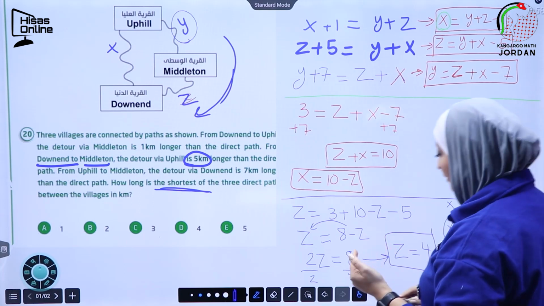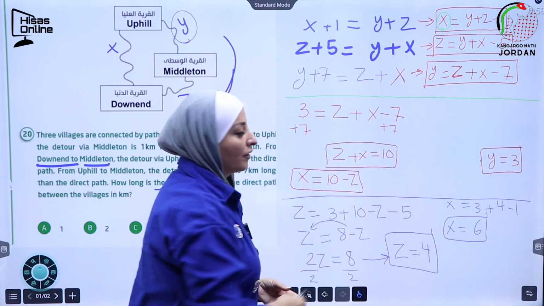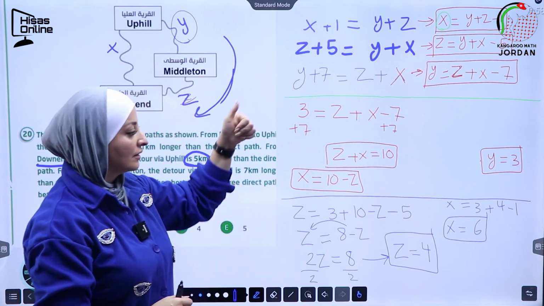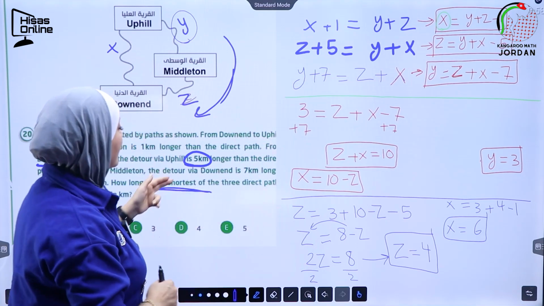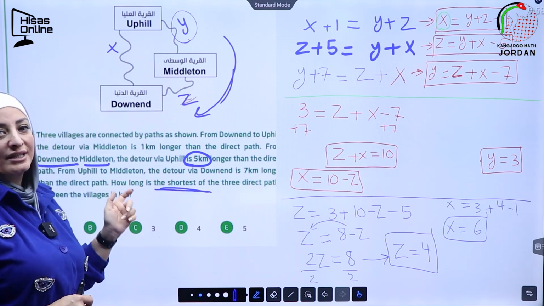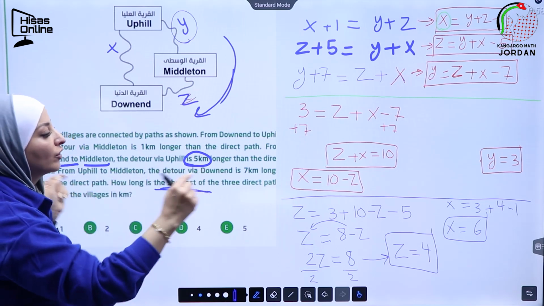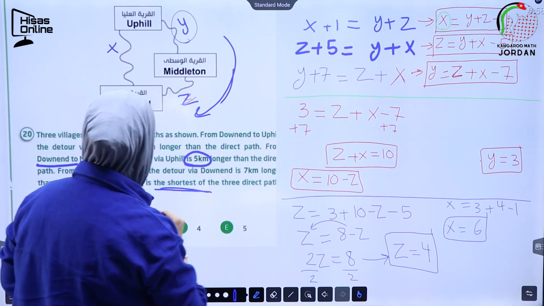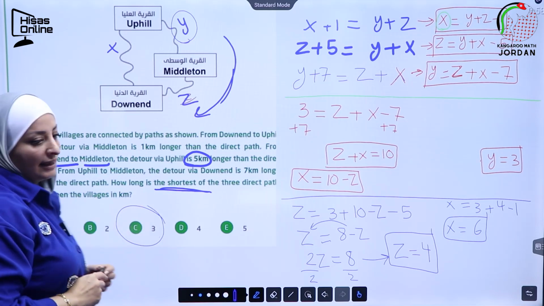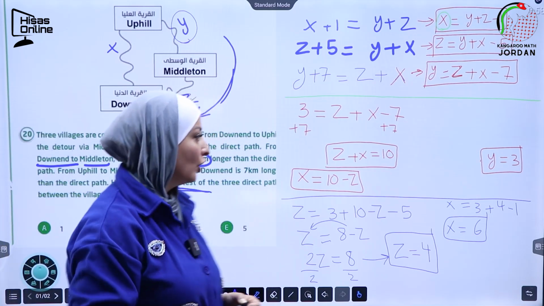Now I found the three lines or the three paths. It's 3, 6, and 4. They ask me to just mention or circle the answer of the shortest line, which is 3. So my answer is C. Good.